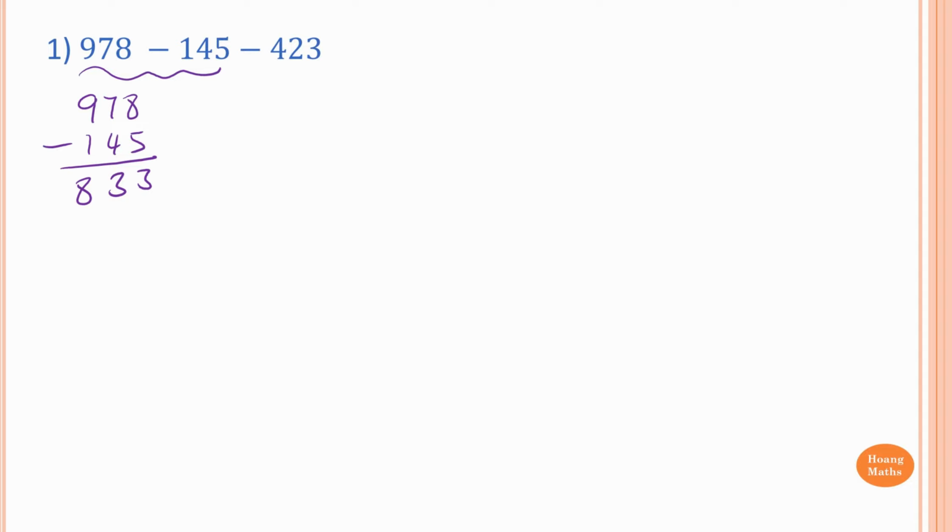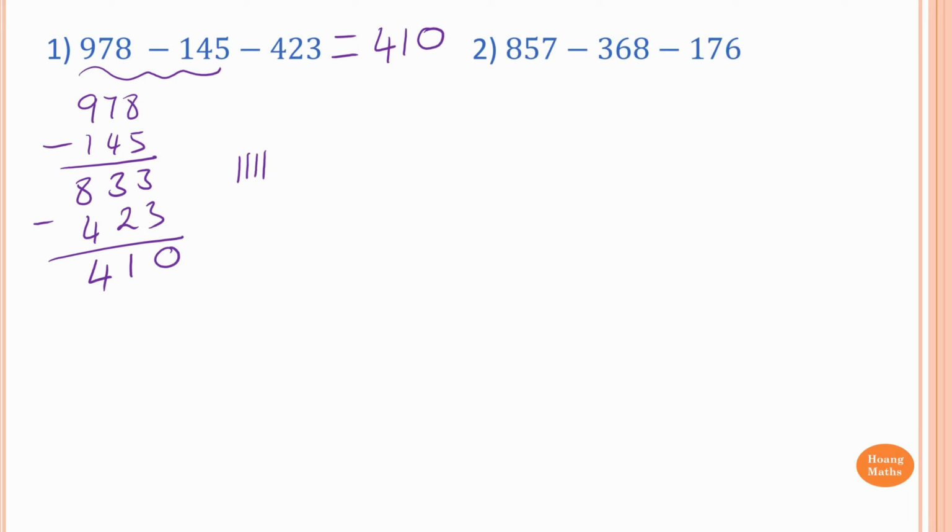So we're done with this. Now we minus 423. So 3 minus 3 is 0. 3 minus 2 is 1. 8 minus 4 is 4. So otherwise you start from 4, 5, 6, 7, 8. See 4. So just write it down. So 4, 1, 0.